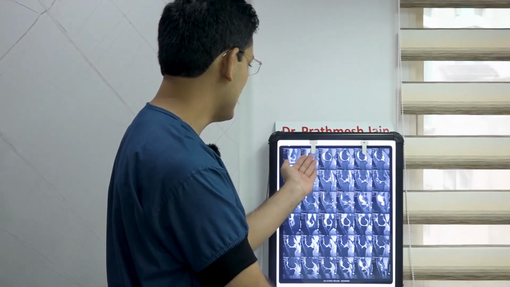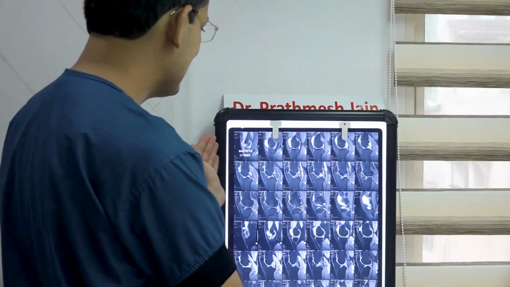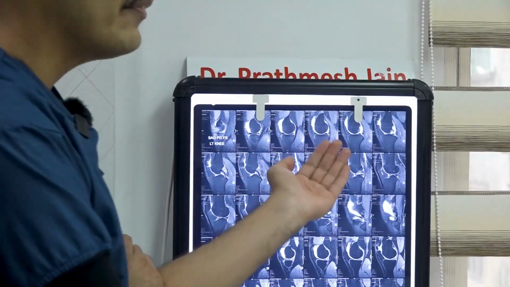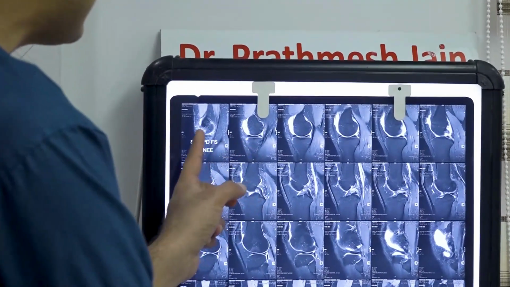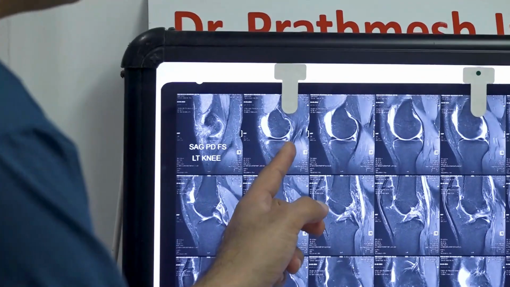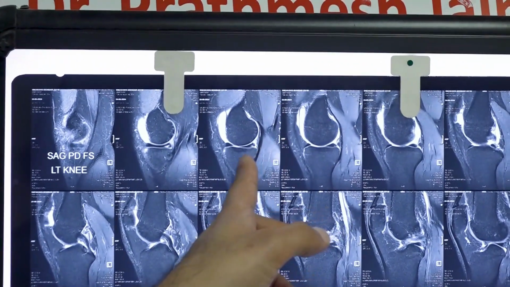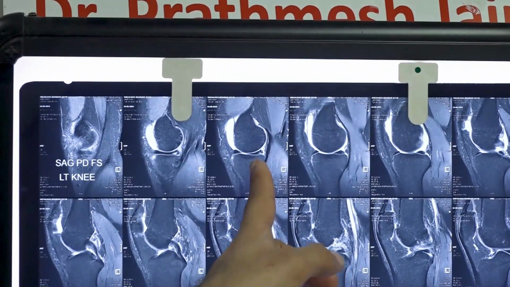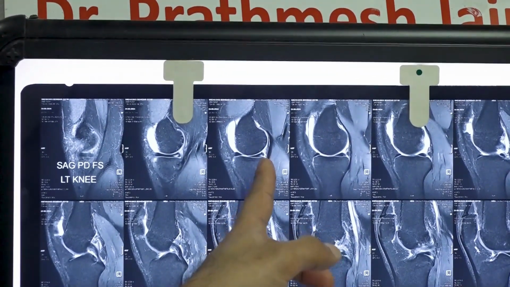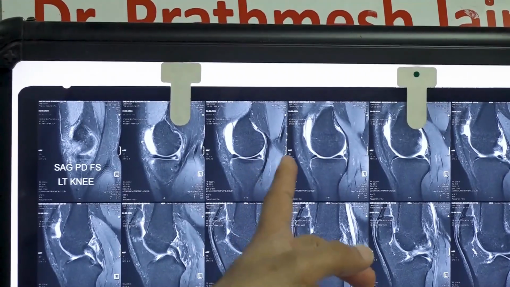So now let's focus on the MRI per se. If you see the MRI here, you can see the sagittal images of the left knee, and we can see that when we go from medial to lateral, there is an undersurface tear of the medial meniscus, which is seen in the third image. This is very important because this is a very common injury which is associated with ACL tears.